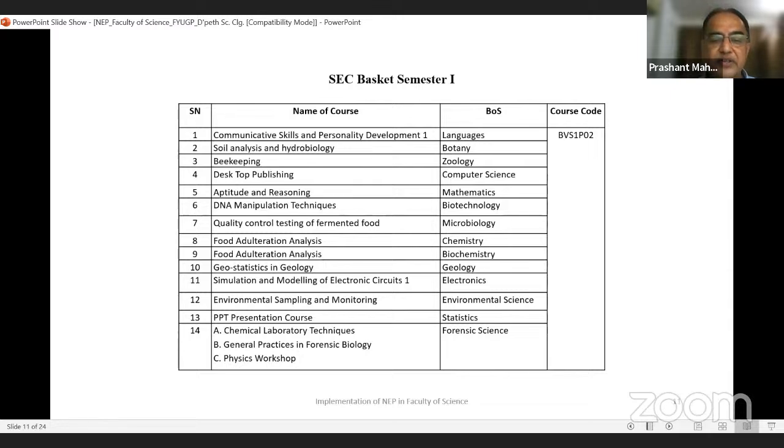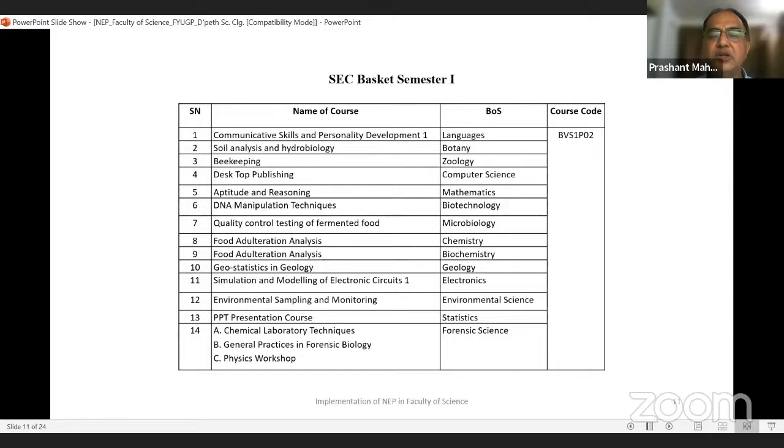Again, forensic science is offering 3 courses: chemical laboratory techniques, general practice in forensic biology, physics workshop. Like this, they are the courses. So this is all about the skill enhancement courses, which respected Madam Taiwade asked me to deliberate more on. Therefore, probably there was a telepathy between Madam Taiwade and myself, that I already incorporated this, which she wanted me to explain.